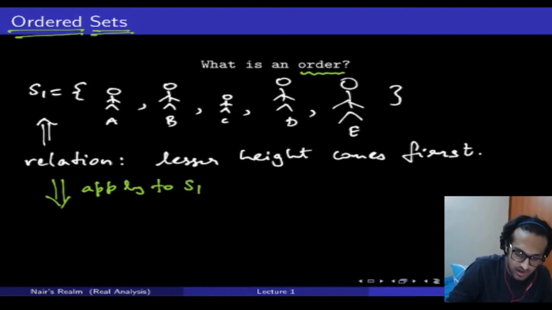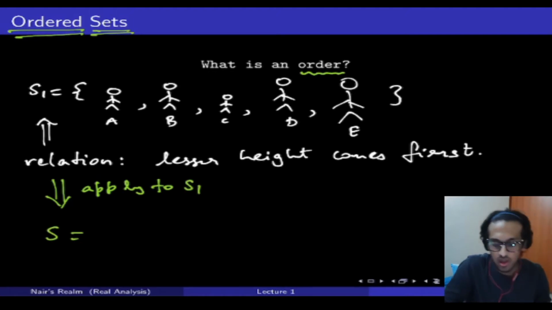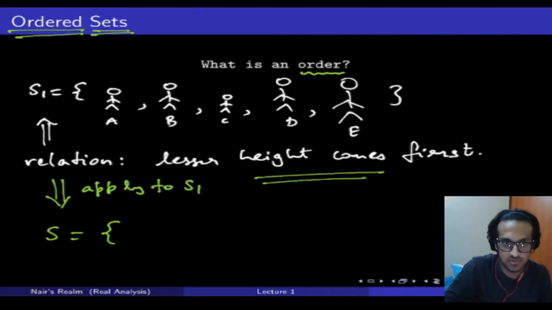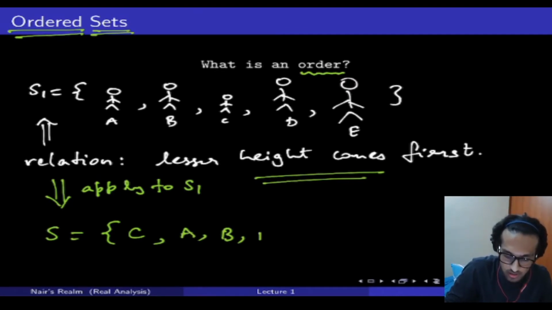What happens is I get a new set S, right? In which I have to basically arrange the elements such that this relation is satisfied. So the way that can be satisfied is C is the shortest person, so C has to come first. The next shortest person is A. So then A comes, and then B, then D, and then E.